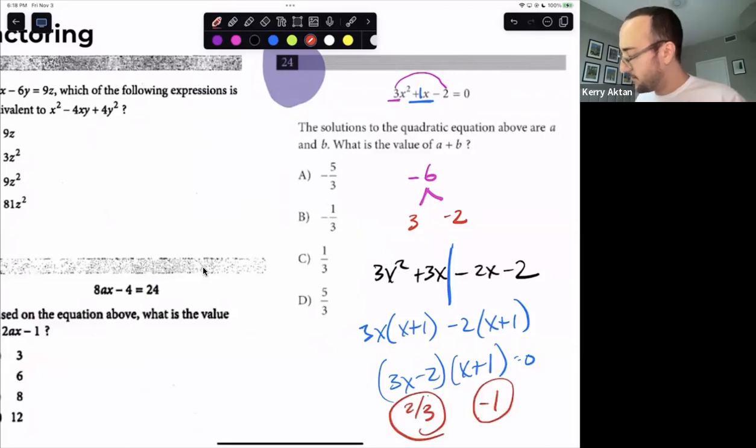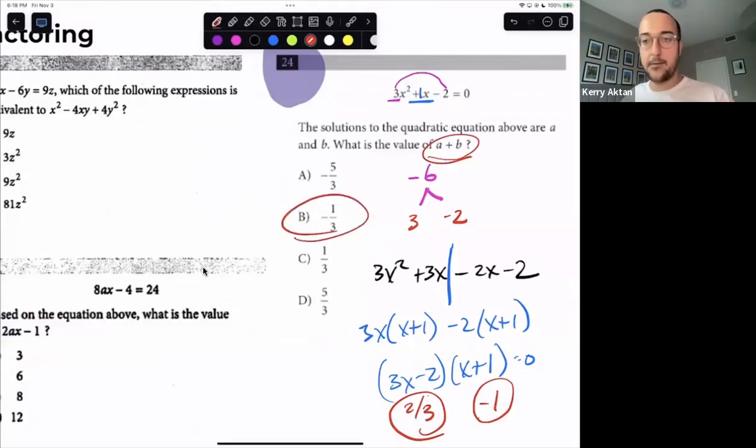Please tell me that's right. Please tell me the answer choice is right. What's the sum of those? Negative 1 and 2/3 gives me negative 1/3. B.